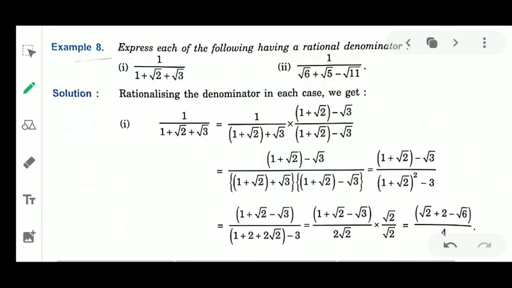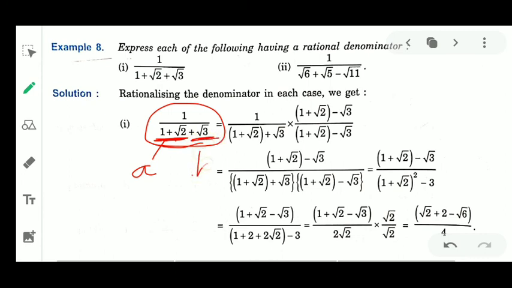Then next we have example 18. Express each of the following having a rational denominator. So first bit we have 1 over 1 plus root 2 plus root 3. First we'll rationalize the denominator. For the first bit, write the number 1 plus root 2 plus root 3. Then you have to consider 1 plus root 2 as a and root 3 as b.